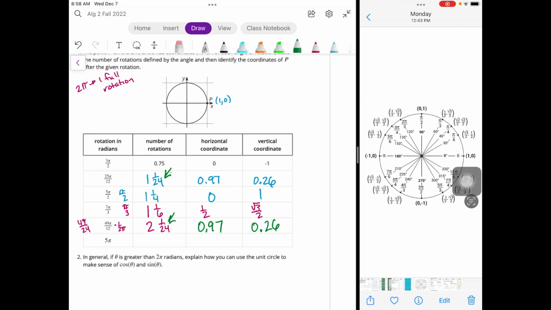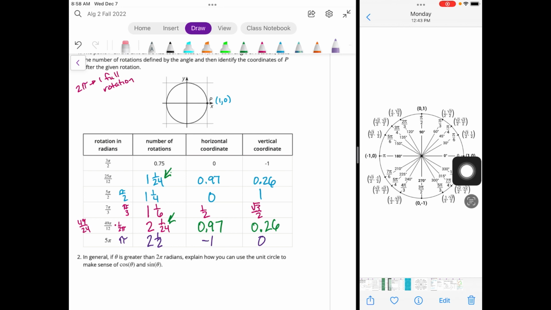All right, and then 5 pi, we're going around. There's 1 pi, 2 pi, because remember every pi is a half circle, 3 pi, 4 pi, 5 pi. So that's going to be the same thing as pi. Right, and so we went around 2 pi, 4 pi, so 2.5 times. And then we know our horizontal coordinate is -1 and our vertical is 0 because we can see that over here on our unit circle.